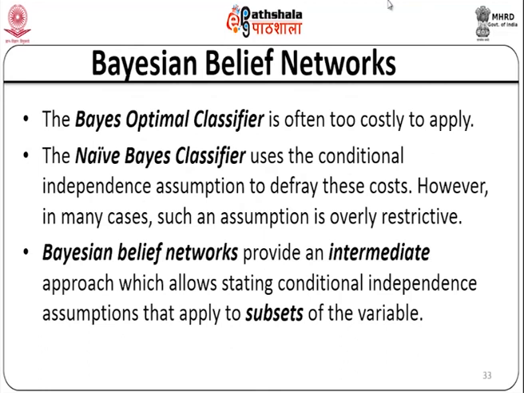Now, before we conclude this module, let us talk about the different aspects that Bayes learning can be used for. We said that the Bayes optimal classifier is too costly to apply. Naive Bayes uses conditional independence assumptions to reduce the cost, but in many cases this is too restrictive. Therefore, Bayes belief networks came into the picture. It is an intermediate between the optimal classifier and the naive Bayes classifier, because it allows stating conditional independence assumptions that apply to subsets of the variables rather than single variables. So, it is actually between the Bayes optimal classifier and the naive Bayes classifier.